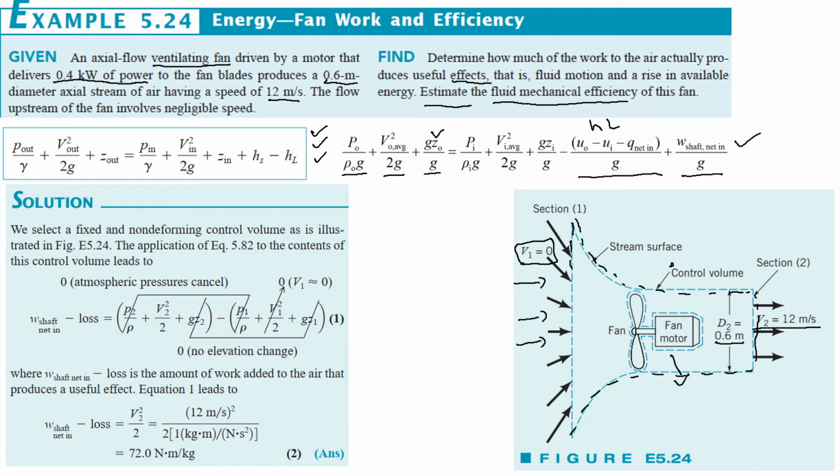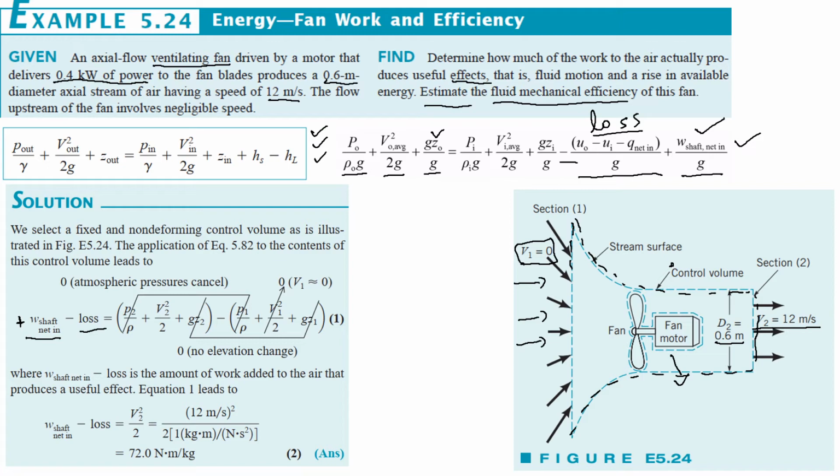So this is the work that the shaft will do on this air. So this is positive because energy is being added to the fluid. So this is the work of the shaft that is going to do some work on the fluid. This is my losses. These are my losses. So this is the loss here. This is the loss and the minus term.